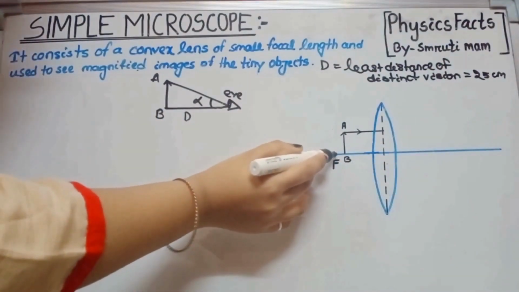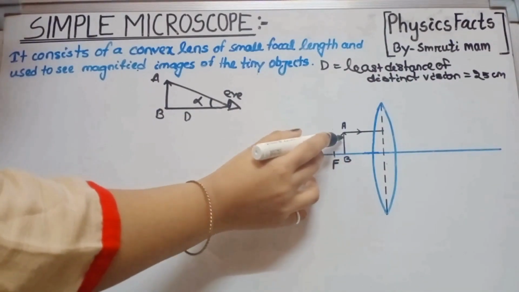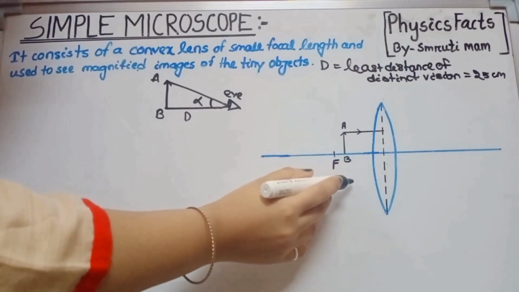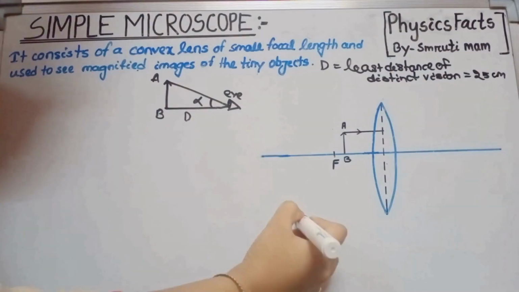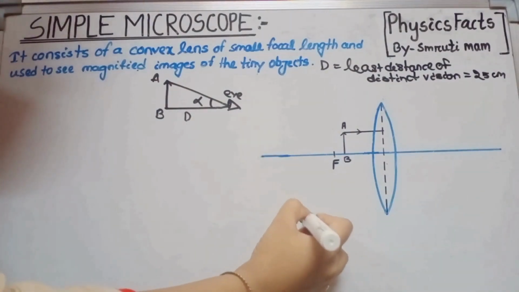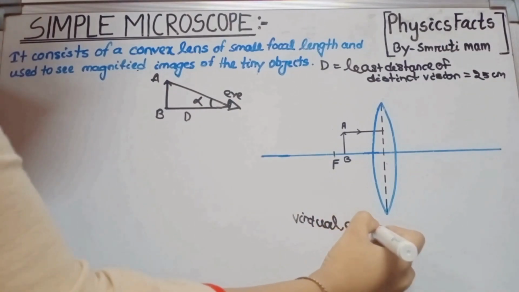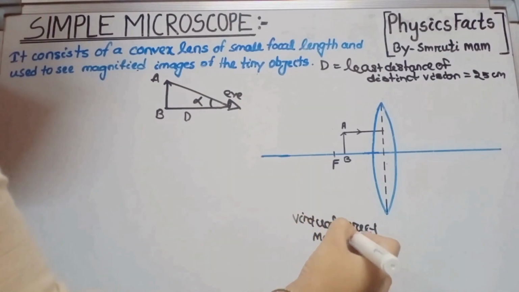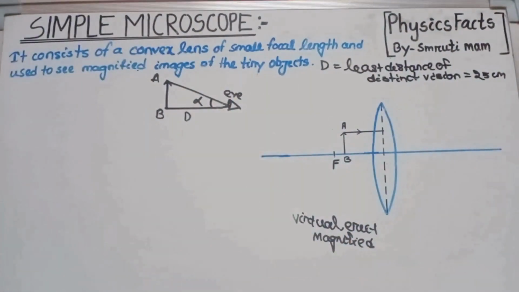But if we take that object within focus, then we got magnified and virtual erect image of that object. What is the characteristic of image? That is virtual, erect and magnified. So we take that object within the focus.